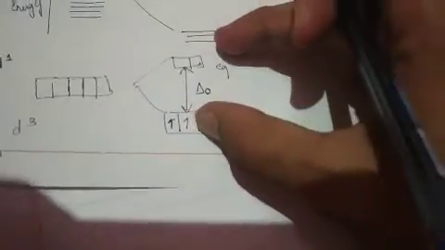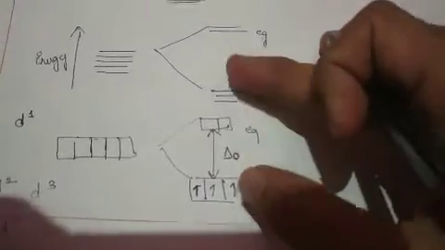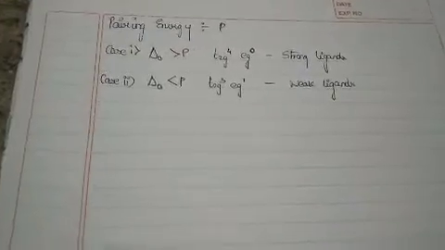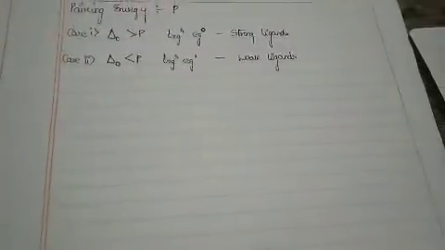Case 2 is when delta naught is less than P. In this case, the crystal field splitting is very small, so the fourth electron can easily jump to the higher energy orbital, giving the configuration T2G3 EG1. This is mainly observed with weak ligands. In this way we can easily say how the configuration lies, with respect to the magnitude of the crystal field splitting, if a central metal atom or ion has a d4 or d5 configuration.